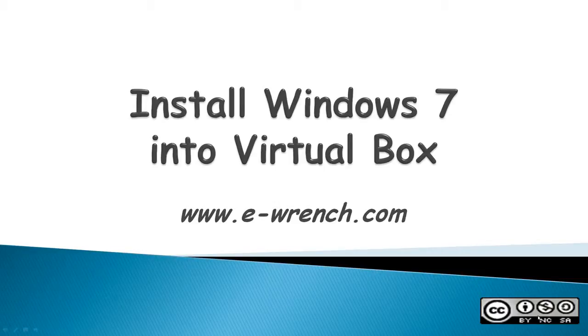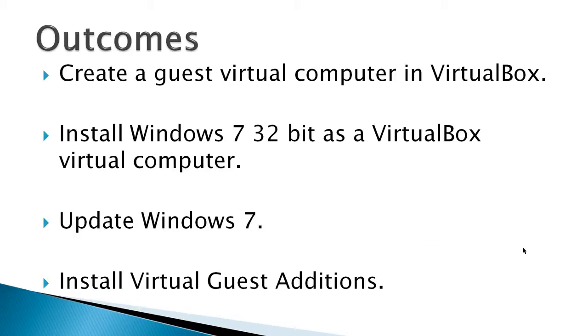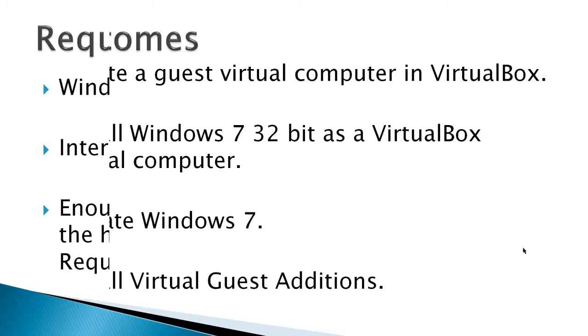Hello, my name is Mike Rayner, and this video is about how to install Windows 7 32-bit operating system into VirtualBox. The outcomes for this video would be to: 1. Create a guest virtual computer in VirtualBox, all the settings required, install Windows 7 32-bit as a VirtualBox virtual computer, update Windows 7, and finally install Virtual Guest Editions.